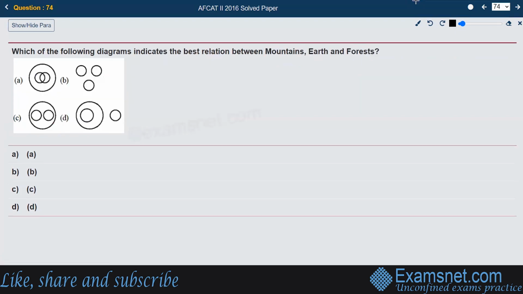Next, which of the following diagrams indicate the best relation between mountains, earth, and forest? We have to figure out. This is a Venn diagram question. We have to figure out the best relation. The pictorial one reflects the best relation between mountains, earth, and forest. So we can easily understand that earth contains both mountain and forest.